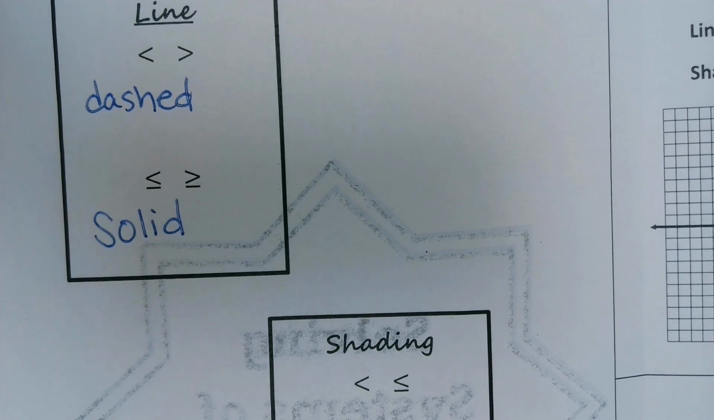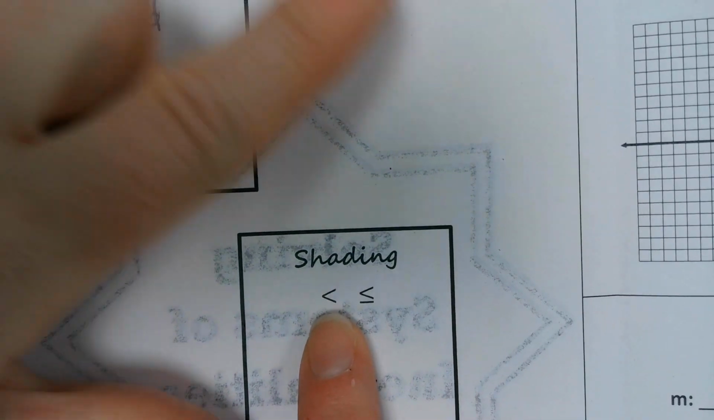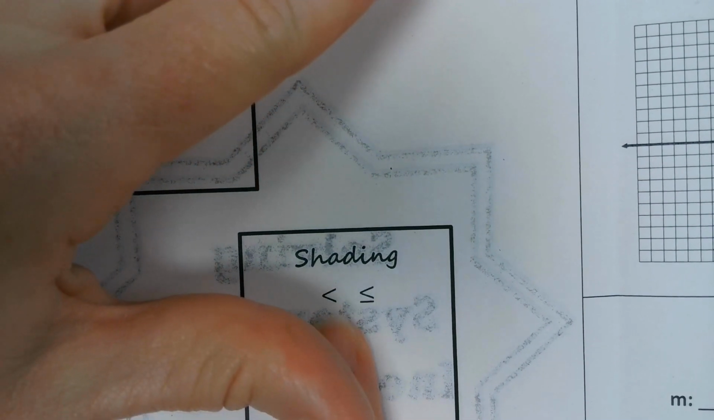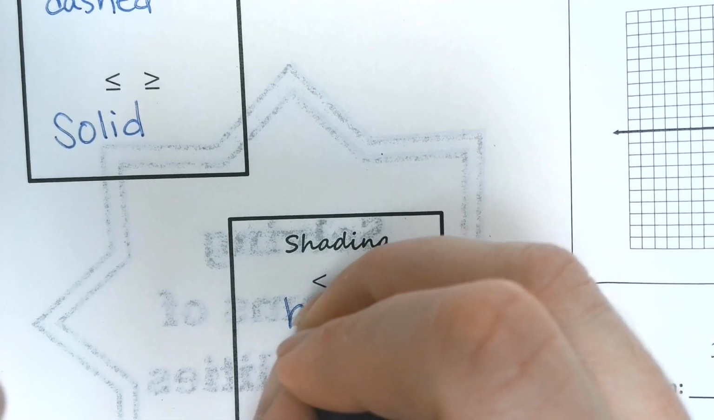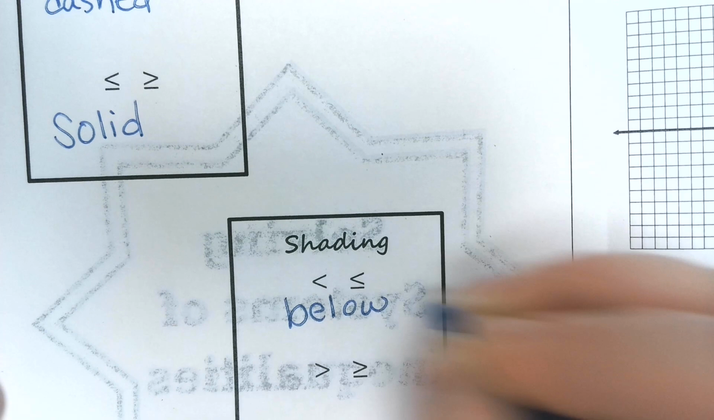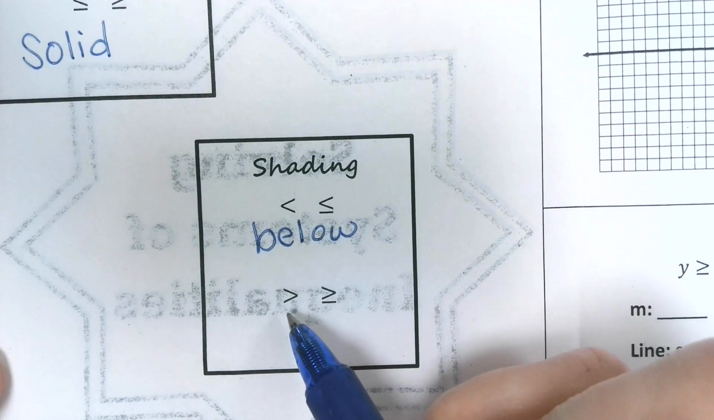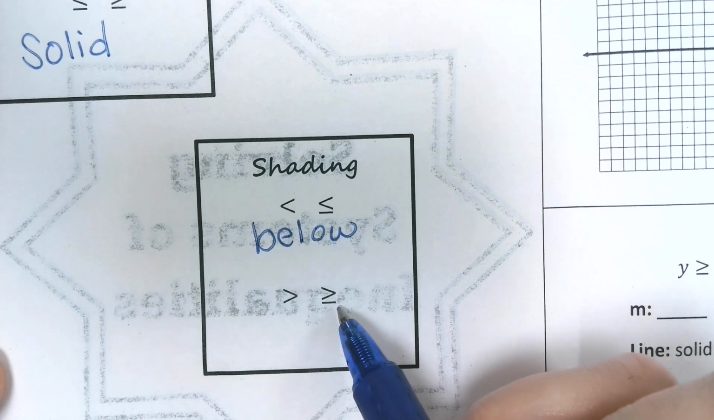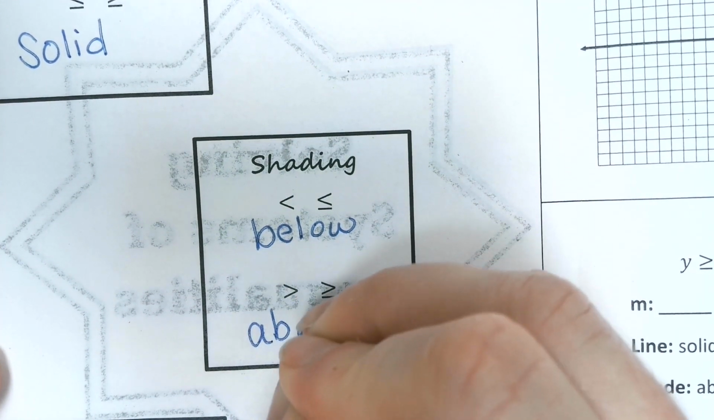And then our shading, if it's less than, so remember less than, if you can use your left hand to make an L, like this. This looks like a left hand, the L. That's a less than. Less than means we're going to shade below the line. Then greater than or equal to is going to be above. Greater than means above.